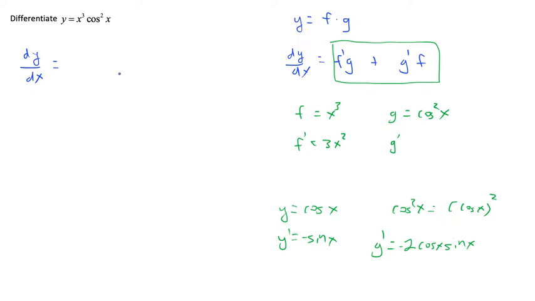Well, f prime, so we got 3x squared times g, which is cosine squared of x, right? Plus now what? Plus g prime, which we have right here. Okay, so I guess we can just replace that with a minus, right? So 2 cosine x sine x times f, which is x cubed. Okay? Now you can bring the x cubed out front here if you want, right? So 3x squared cosine squared of x minus 2x cubed cosine of x sine of x.